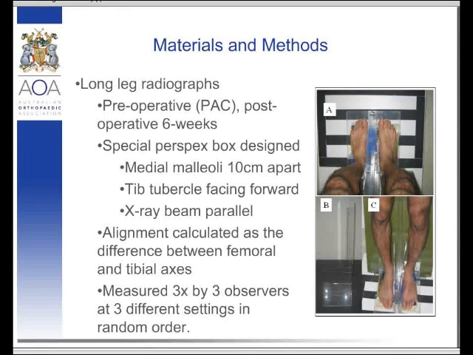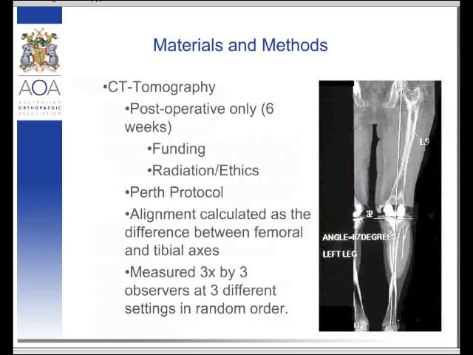With CT tomography, all patients had a CT Perth protocol 6 weeks post-operatively. Because of funding and ethics, we couldn't perform these pre-operatively as well, so we had to just stick to the post-operative CTs. To measure alignment, we reformatted all the CTs to make sure the tibial tubercle was facing forward, and the 3 centers, the 3 points we were looking for, were within the CT, and these were measured again 3 times by 3 different observers.